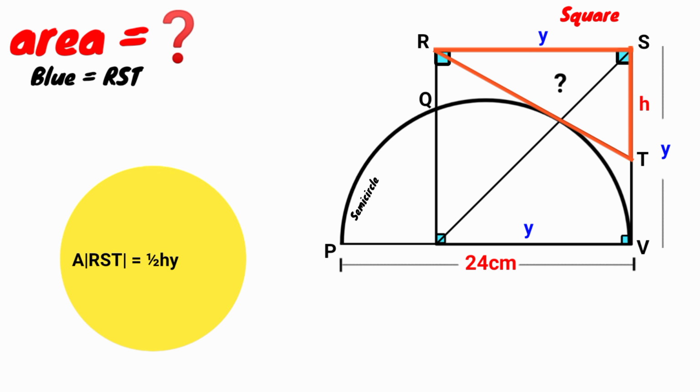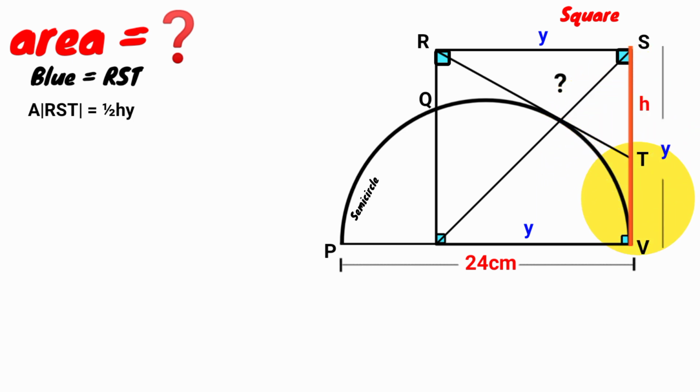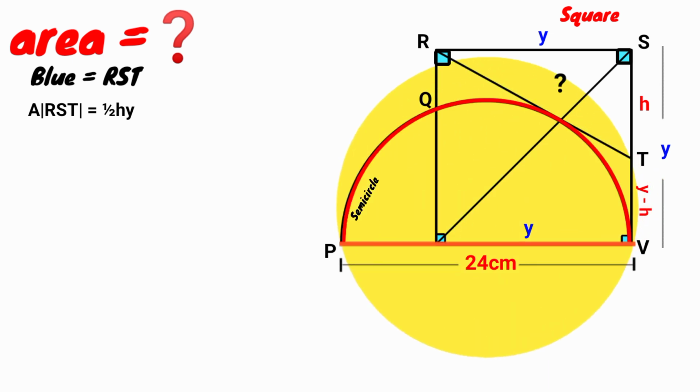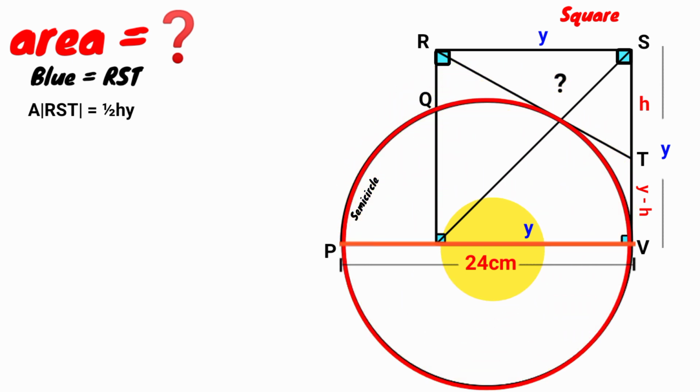So what are the values of h and y? We don't know, but come to this line SV. Its length is y, but it is divided into this segment ST and this TV. So since this ST has its length to be h, this must be y minus h. Now since this is a semicircle, that is half a circle, we draw out the other semicircle. This line PV is a diameter of the circle and it is perpendicular to this line SV, or vice versa.